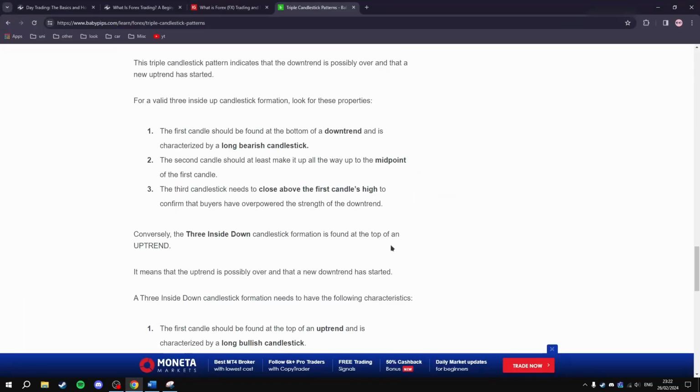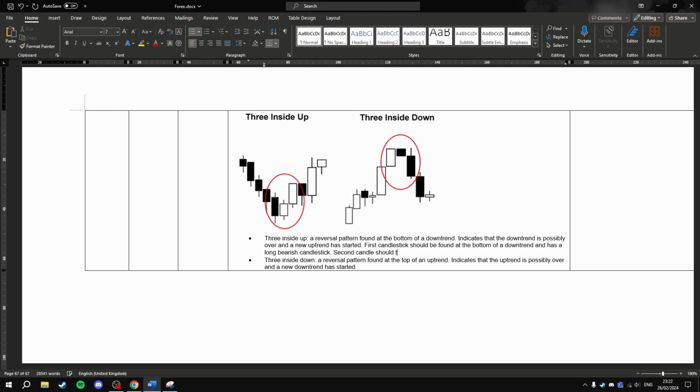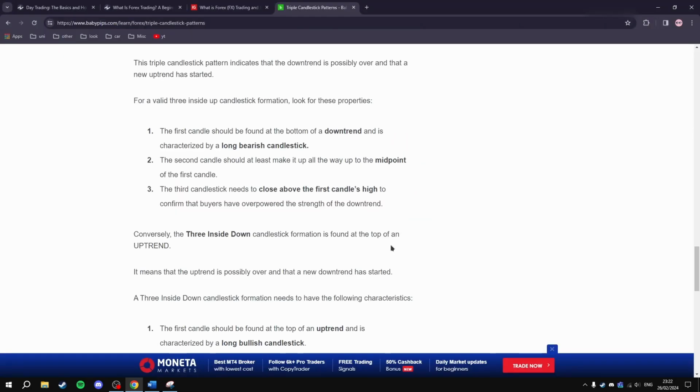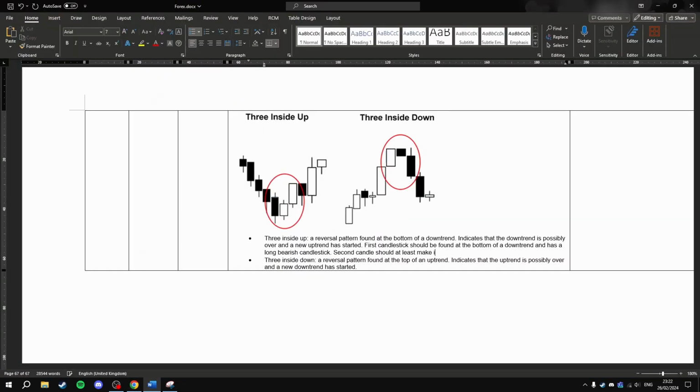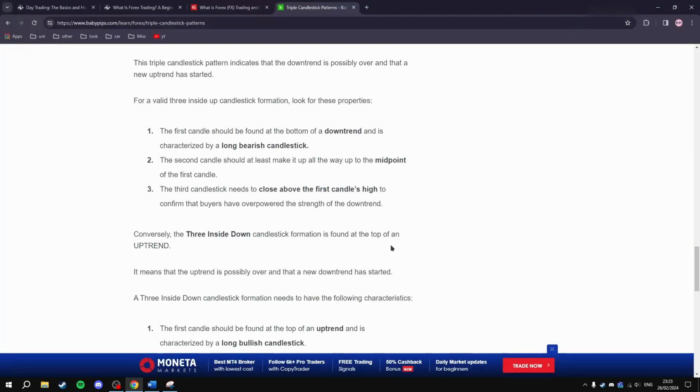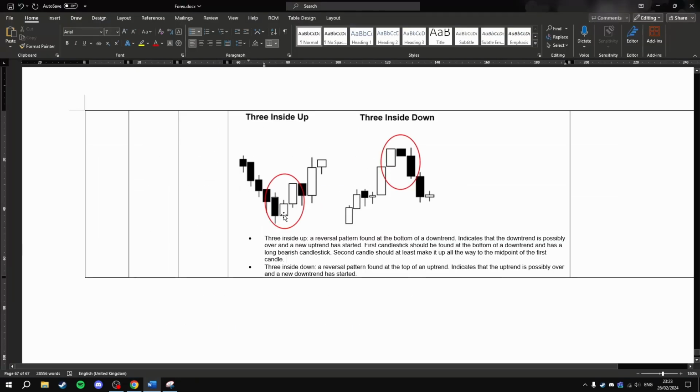The second candle should at least make it up all the way to the midpoint of the first candle. So yep, it does make it up. The midway is here, the second candle's about here, so it does.